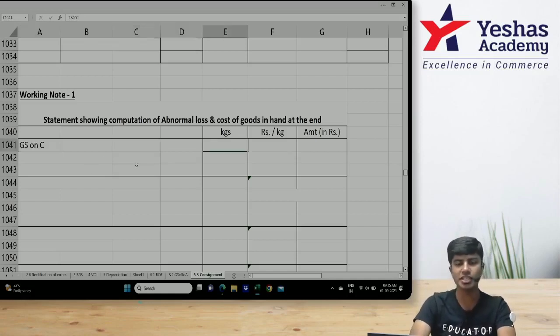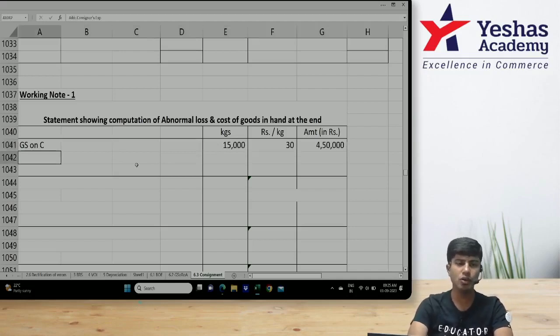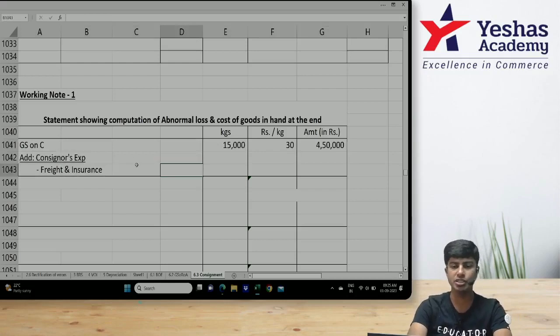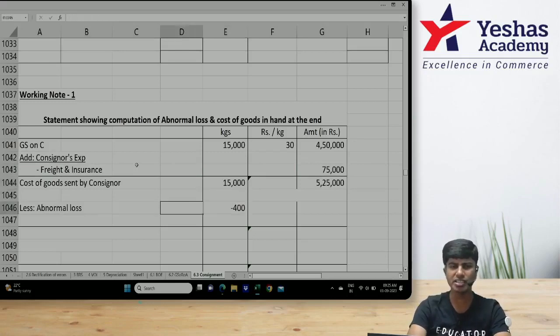How much is goods sent on consignment? 15,000 kgs at 30 per kg, 4,50,000. Now, how much is the consigner's expense, freight and insurance? 75,000. Total 5,25,000. Now, how much is the abnormal loss here? How many kgs? 400 kgs out of the 15,000 kgs.